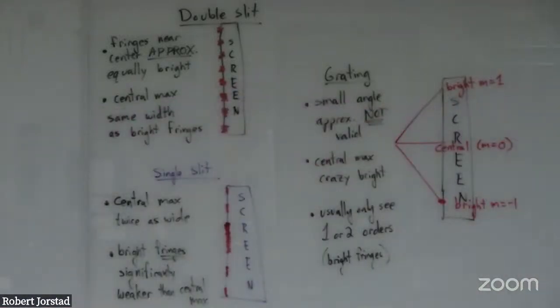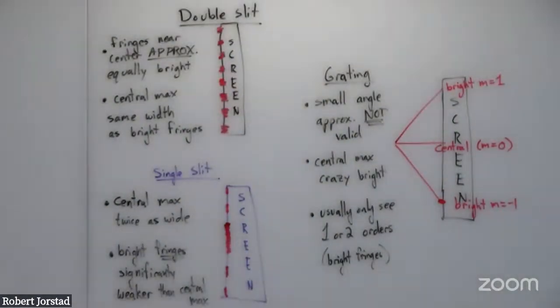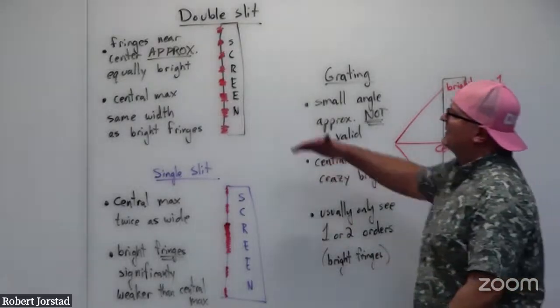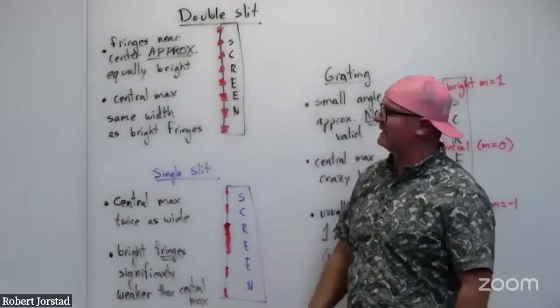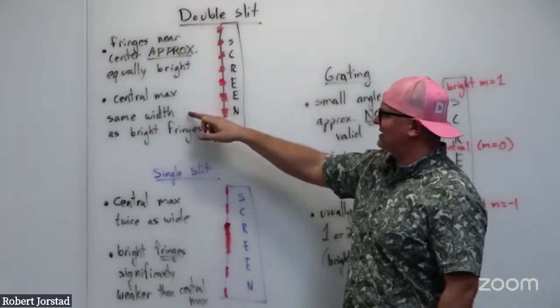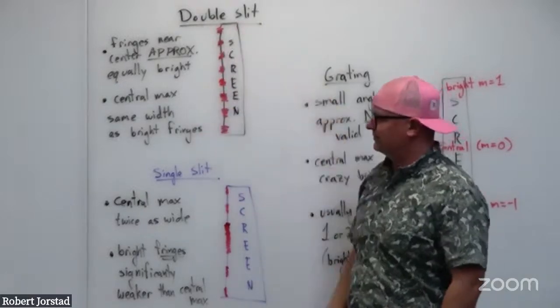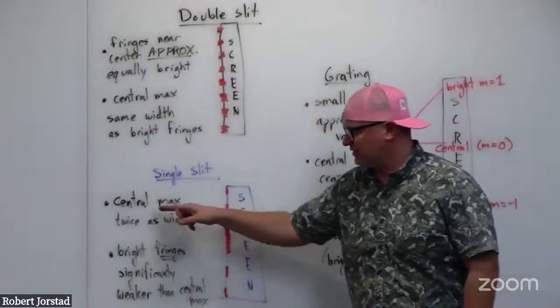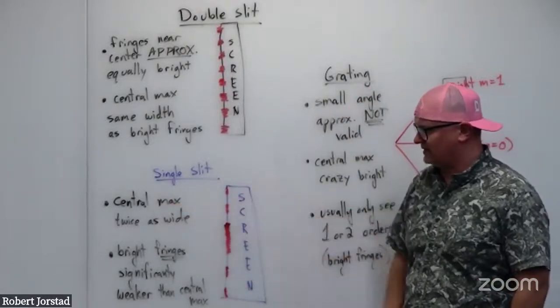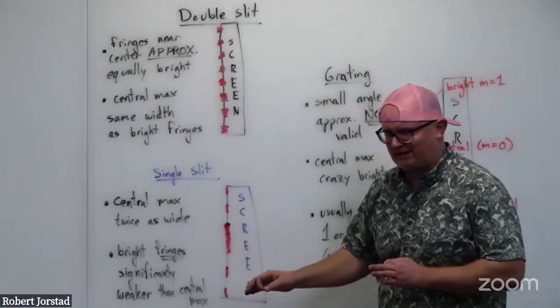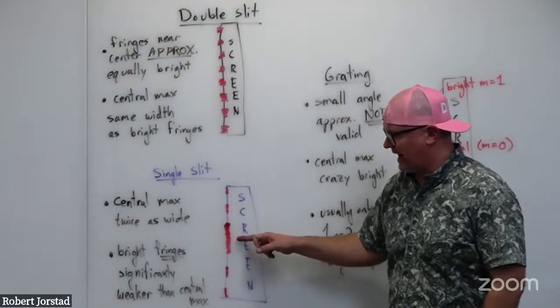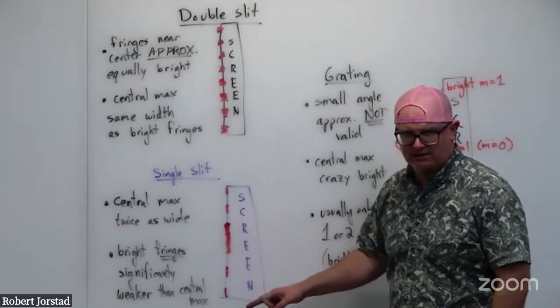Here's the summary of what we just observed. Okay, double slit. The fringes, at least near the center, are approximately equally bright. They're not exactly equally bright, and the central max is the same width as the bright fringes. In the single slit, we see the central max was twice as wide as these bright fringes, and we saw that the bright fringes are significantly less bright. Right? The central max is crazy bright, and then these were pretty darn dim. It was hard to see them.